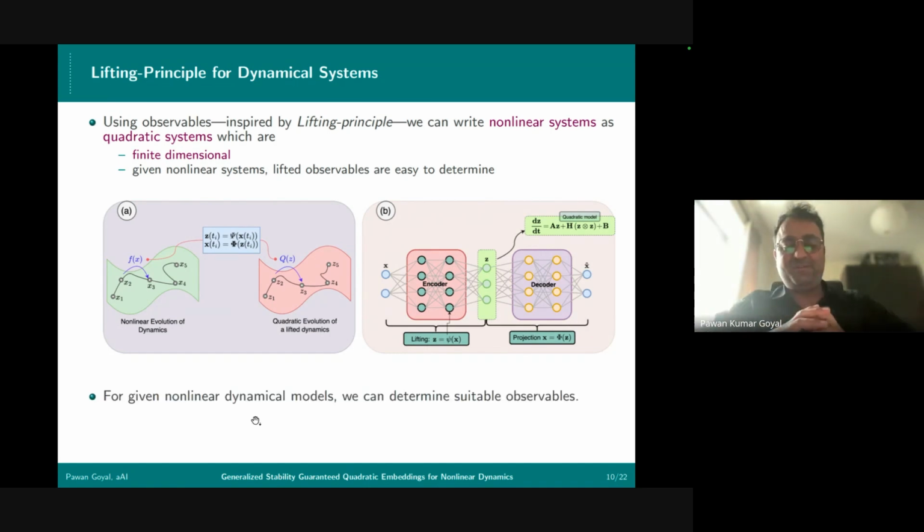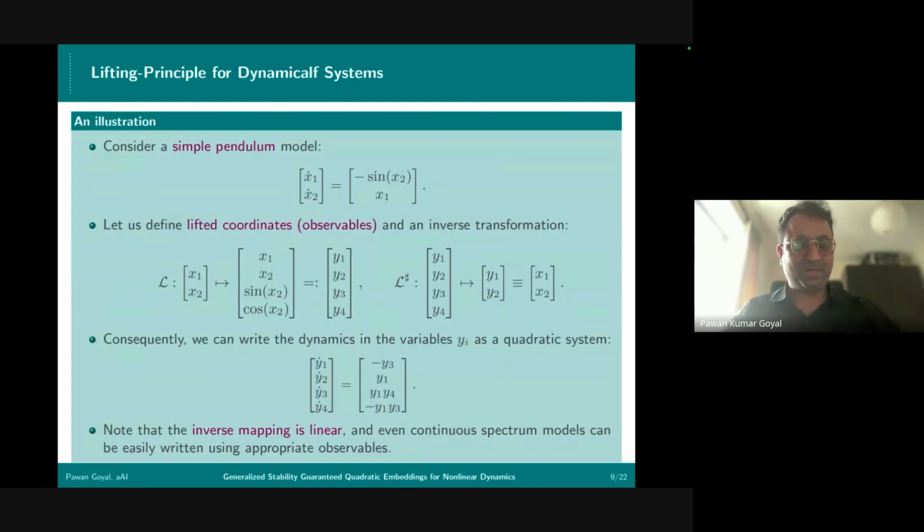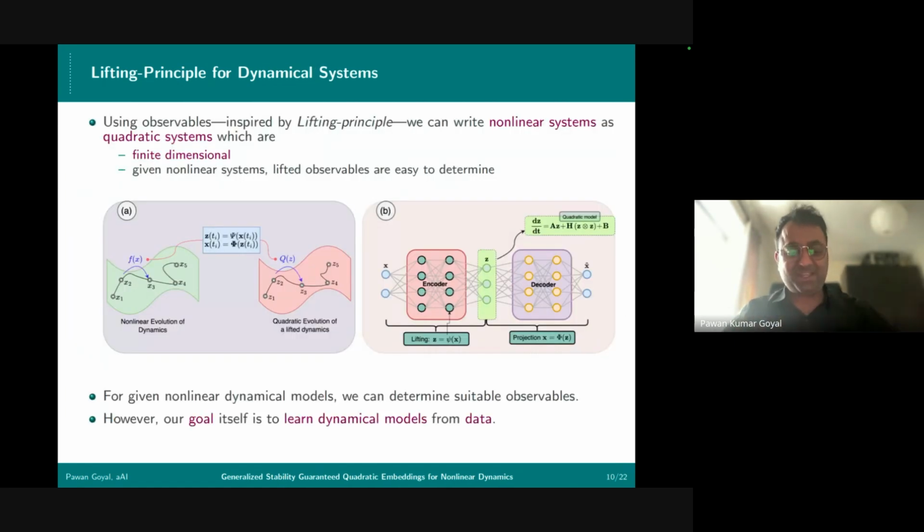As I said before, if you know the dynamical system, like a two-dimensional pendulum, I could rewrite by hand what the observables or lifted coordinate systems are, where I can rewrite my original nonlinear dynamical system as a quadratic dynamical system. But if we are in the data-driven setting, then we actually do not know our dynamical system a priori, we don't have the differential equation at hand. Therefore, that means we would like to learn everything from the data.